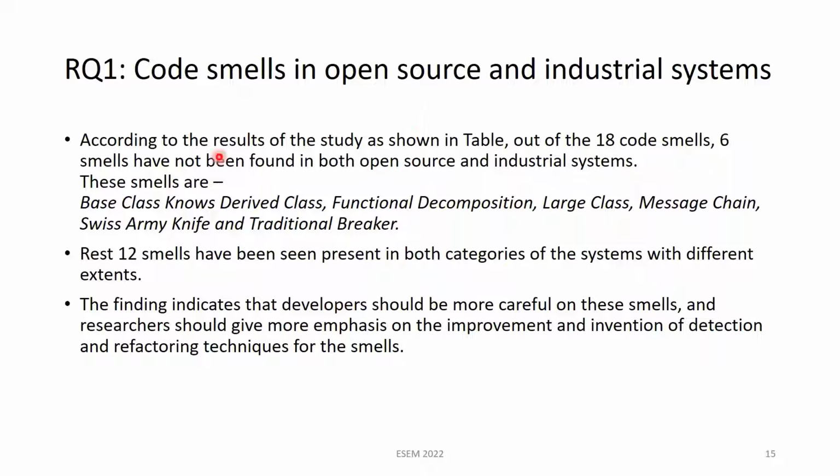RQ1. According to the result of the study as shown in the table, out of the 18 code smells, 6 smells have not been found in both open source and industrial systems. The remaining 12 smells have been found present in both categories of systems with different extents or frequencies. The findings indicate that developers should be more careful on these issues and researchers should give more emphasis on the improvement and invention of the detection and refactoring techniques for the issues.